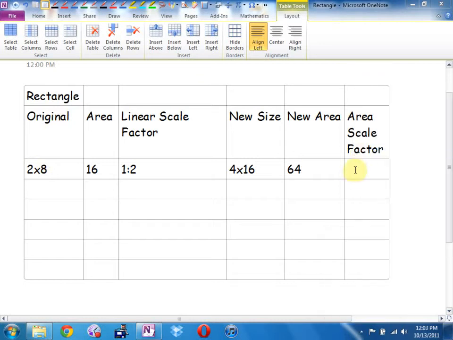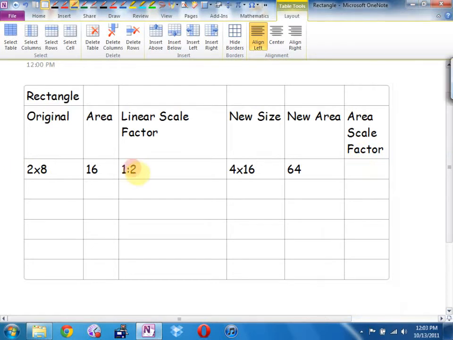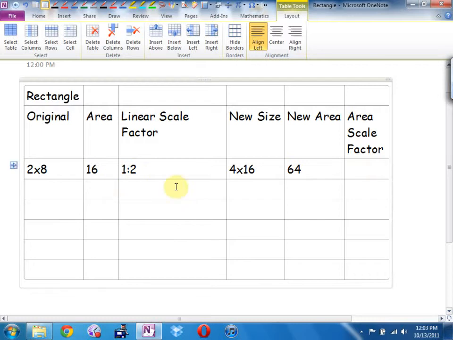Here's what I want you to notice. When I doubled the length and the width, did the area get twice as big? How many times bigger is my area? Jordan. The area scale factor ended up being 1 to 4. Where'd that 4 come from? Hold that thought.